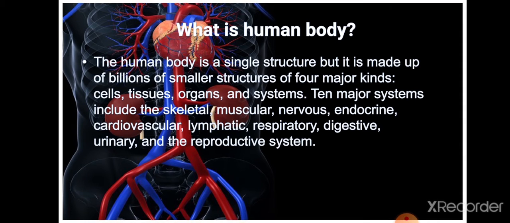Next is, what is the human body? The human body is a single structure, but it is made up of billions of smaller structures of four major kinds: cells, tissues, organs, and systems. The 10 major systems include the skeletal, muscular, nervous, endocrine, cardiovascular, lymphatic, respiratory, digestive, urinary, and the reproductive system.